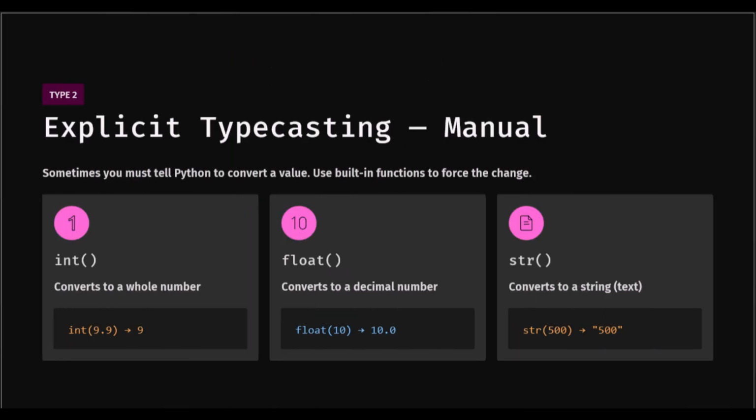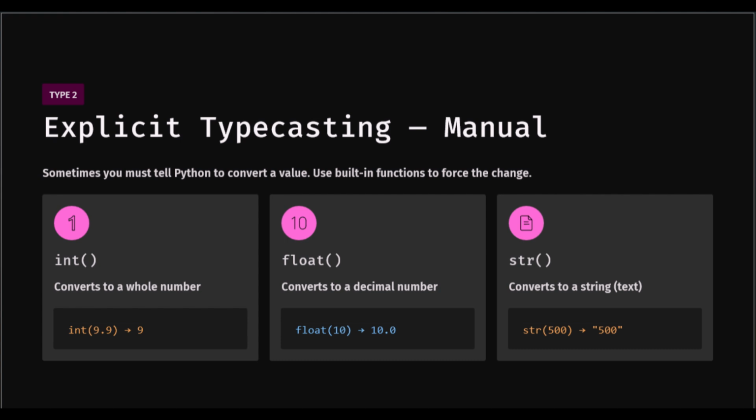Now let's move on to the second type, which is explicit typecasting. Unlike the automatic version we just saw, this is manual. This means that as a programmer, you have to tell Python exactly when and how to convert a value by using built-in functions to force that change. There are three main functions we use for this, as shown in the blocks on your screen.